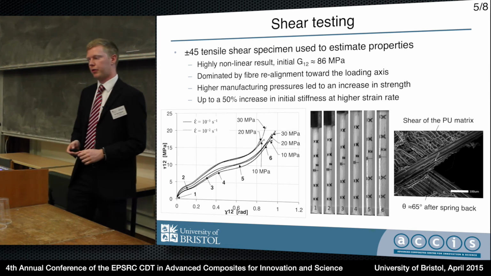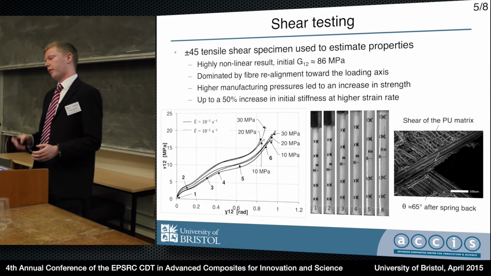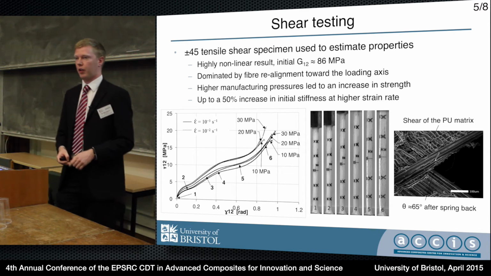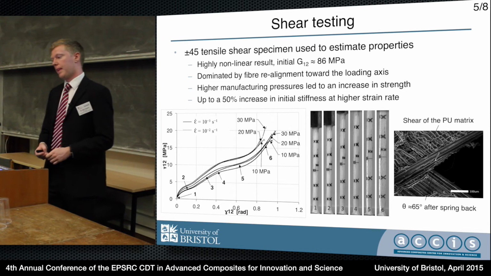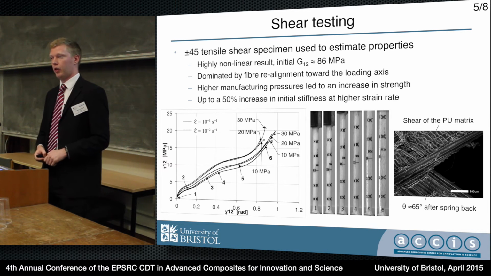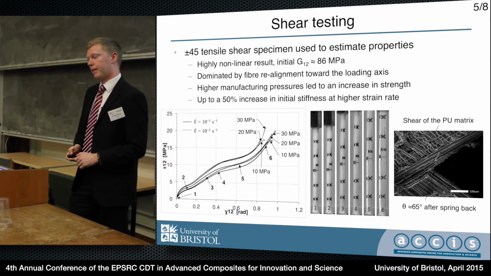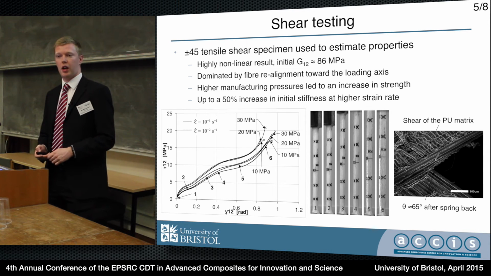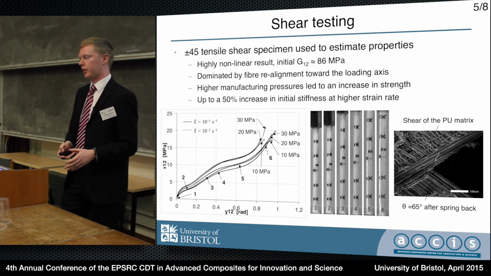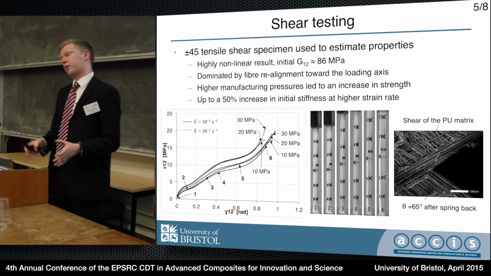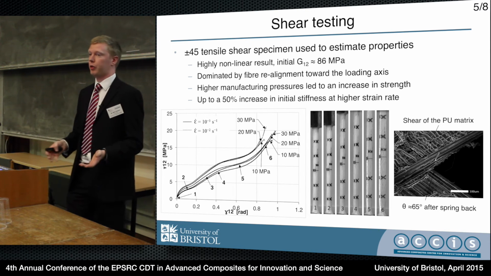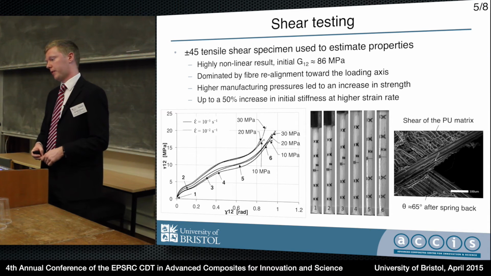So initially I started with shear testing by doing plus or minus 45 tensile shear tests. And as you can see, the result's highly nonlinear. This is because the result is dominated by fiber realignment towards the loading axis. The higher manufacturing pressure led to a slight increase in shear strength, up to about 20 megapascals. And the initial stiffness was around 86 megapascals, so a lot lower than what you'd compare to carbon fiber epoxy.